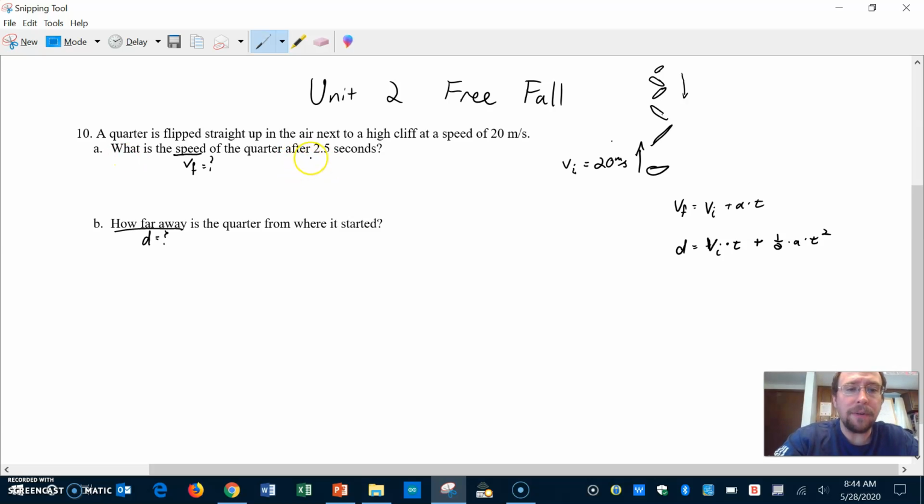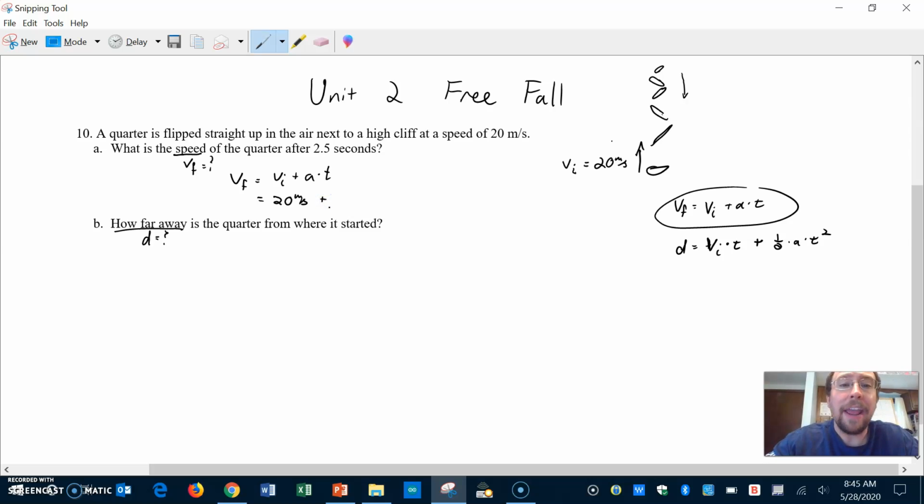And what's the speed of the quarter after 2.5 seconds? We can use this equation to solve that out because we're solving for the final speed. VF equals VI plus A times T. We put stuff in where it belongs. The initial speed is what it started at. It started at 20 meters per second.